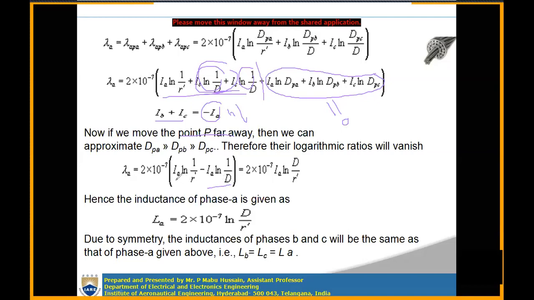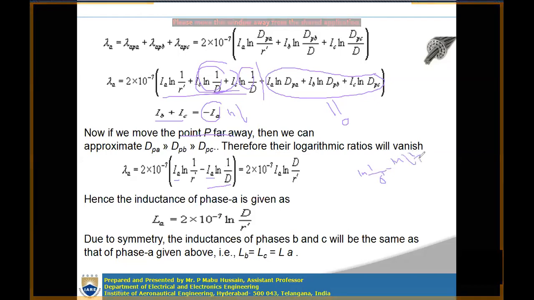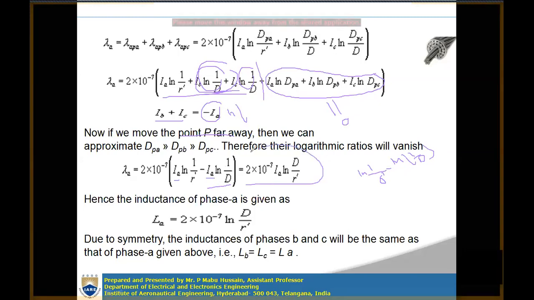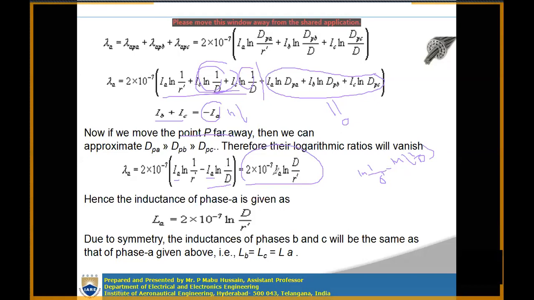Now here also you have IA, and here also you have IA. You take it common, then 2 into 10 power minus 7 IA into ln 1 by r dash minus ln 1 by d. Now log A minus log B is log A by B. So you can write the final expression: the flux linkages of conductor A is equal to 2 into 10 power minus 7 IA ln D by r dash.